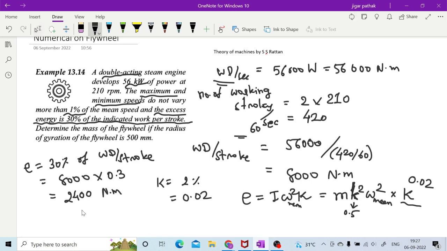E is 2400, right? Omega mean is 2 pi N by 60.